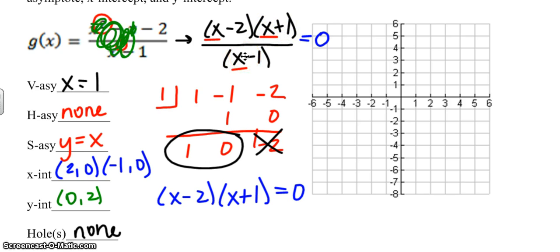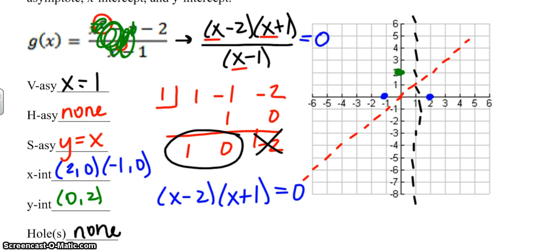And now it's time to plot all of my features. So, vertical asymptote at x equals 1. No horizontal asymptote, but there is a slant asymptote at the line y equals x. The line y equals x has an intercept of 0 and then a slope of 1. So there's my slant asymptote drawn in. X-intercept at 2, 0. X-intercept at negative 1, 0. Y-intercept at 0, 2. And there are no holes that need to be plotted.